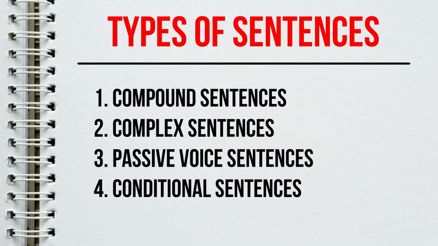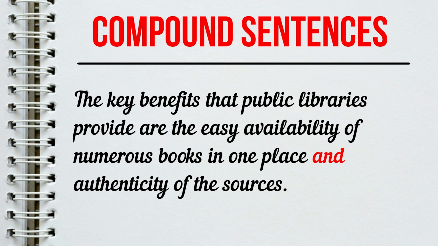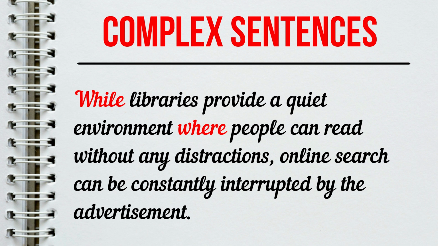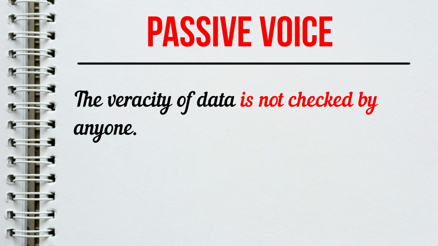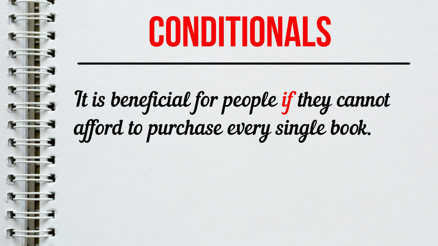So what sentence types should you use? The first one is compound sentences. This is when you have one idea plus one more idea. The second one, complex sentences, when we have one idea plus 1 or 2 more ideas. Passive sentences and conditional sentences. That's it for now.